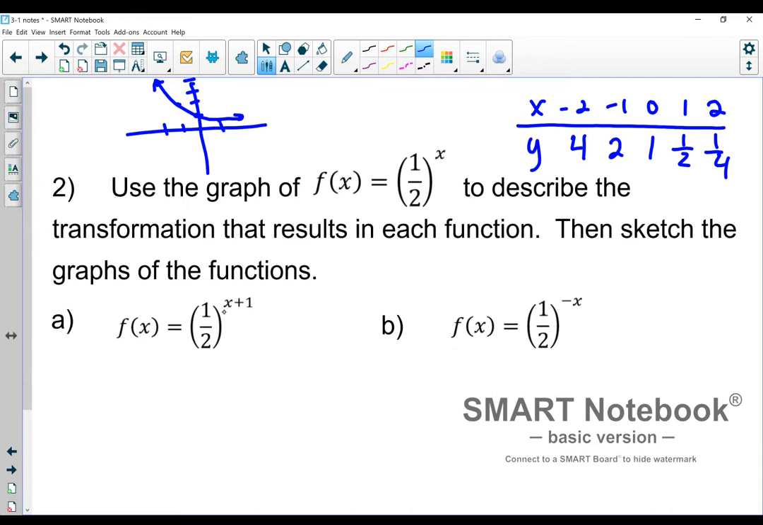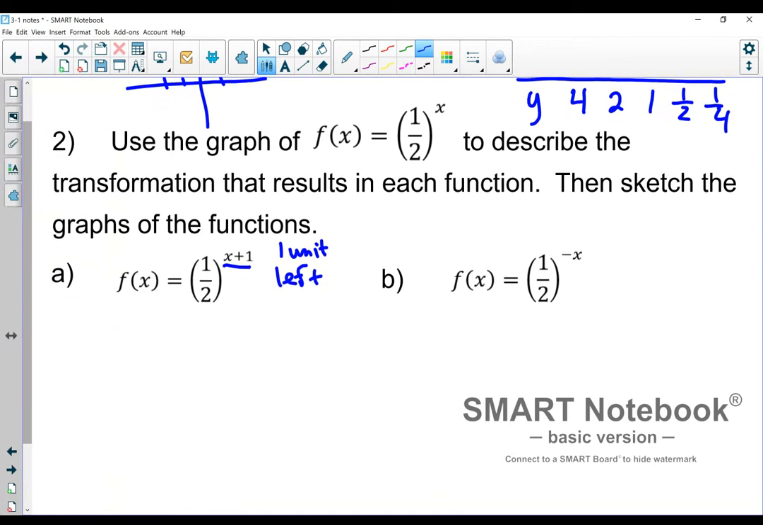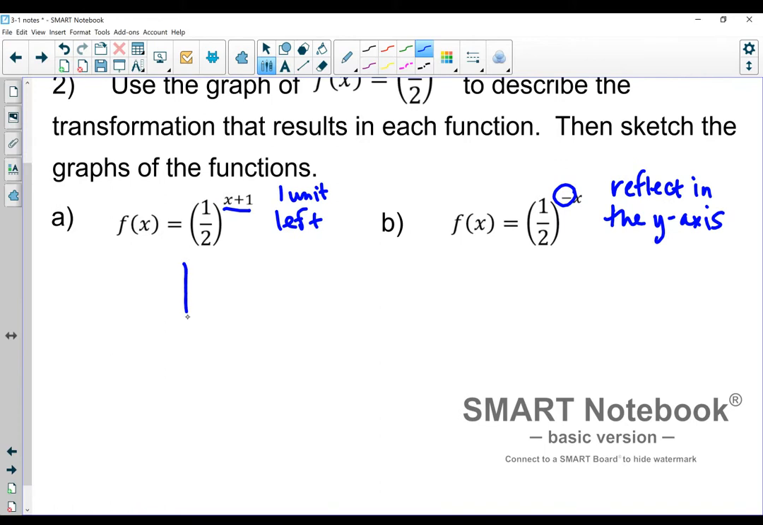So now when I look at this x plus 1 for my exponent, we know that it's going to move it 1 unit in the x direction. It's going to go the opposite. So this is going to be 1 unit left. So I am going to simply take my table and my graph from up above, and I'm going to shift everything 1 unit left. When I look at this one, I have a negative on my exponent, so we know that that one is going to reflect in the y-axis, or about the y-axis. So it's going to be really easy for me to take these graphs now and change according to those directions.